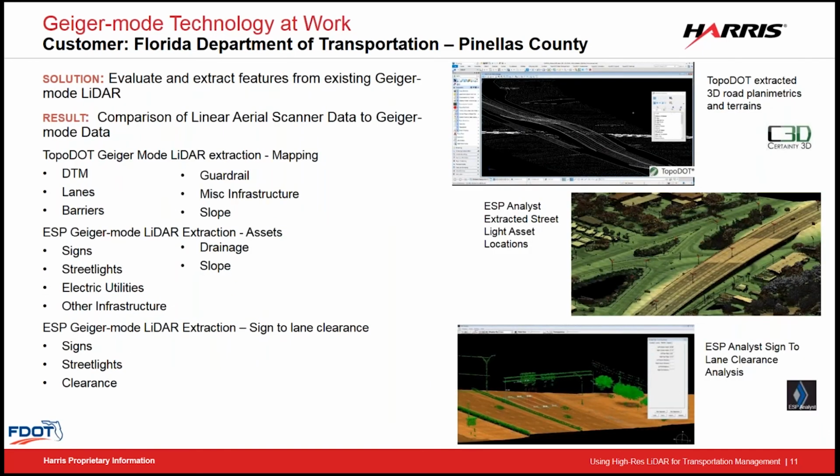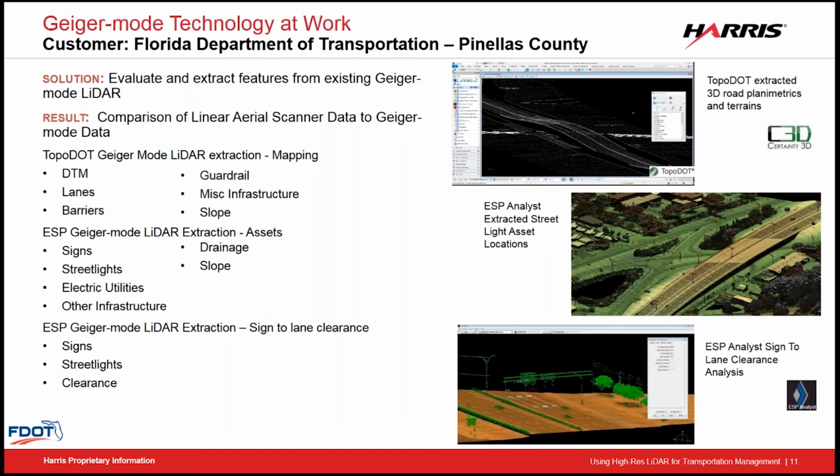So the solution was really to evaluate and extract features from existing Geiger-mode data, compare that to linear. So using TopoDOT and ESP Analyst, we're able to extract out different components, doing a DTM, guardrail lanes and barriers and slope. When it came to the mapping aspect of it, the assets were signs, street lights, electric utilities, drainage and slope, and other infrastructure, and then being able to do a sign and lane clearance from the street lights down there on the bottom right.